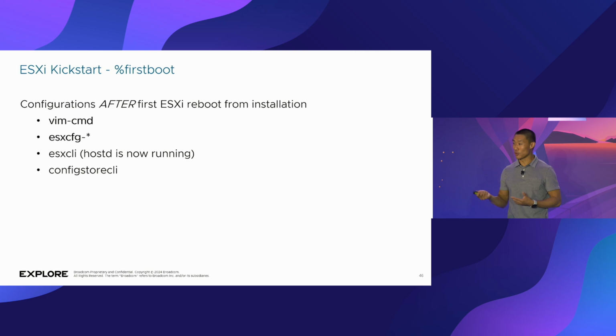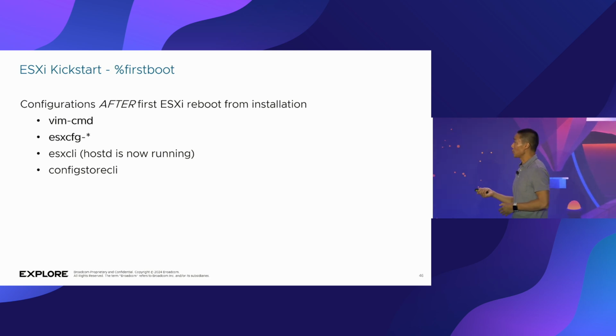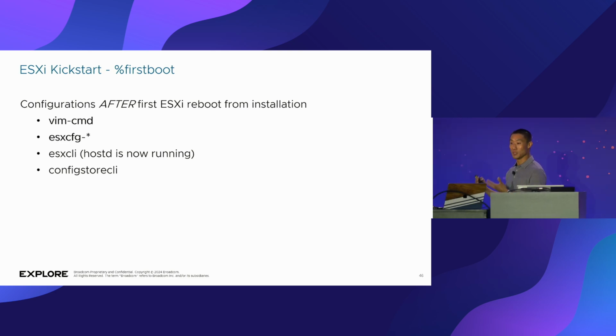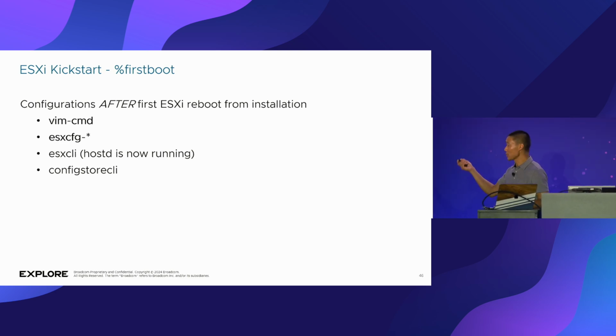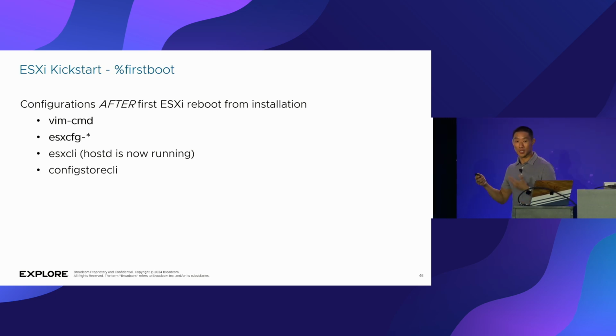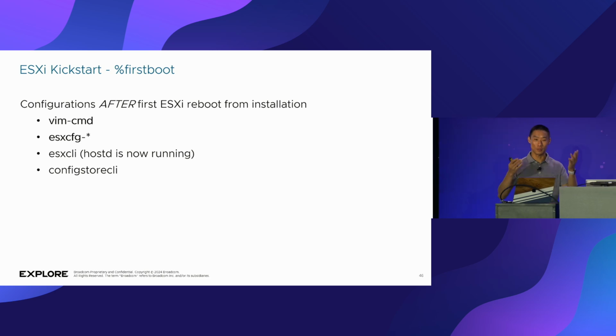Similarly, I can still leverage all of these different utilities. One thing to note is that in the priors, I talked about local CLI because hostd is not up and running, but I still want to augment some of these parameters. I can use local CLI. Once the host is fully booted up, hostd is up and running, you can now use ESXi CLI commands. If you try to use it prior, you'll typically get an error.